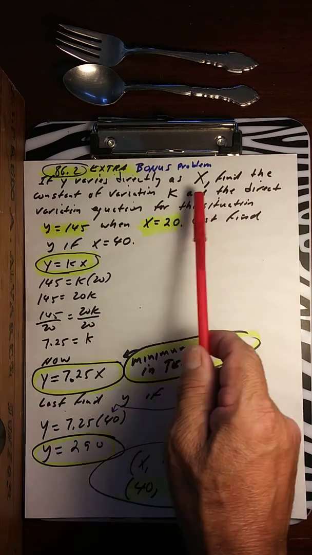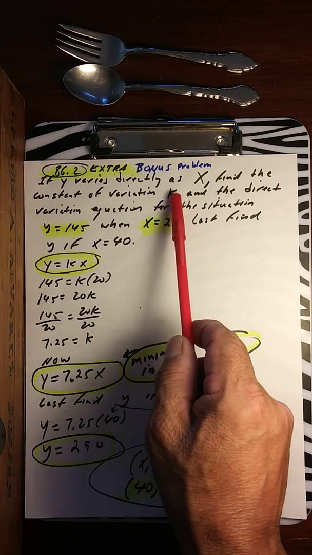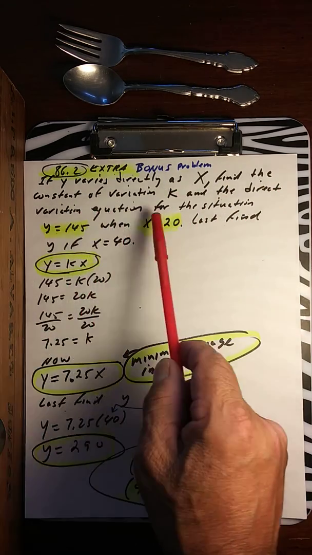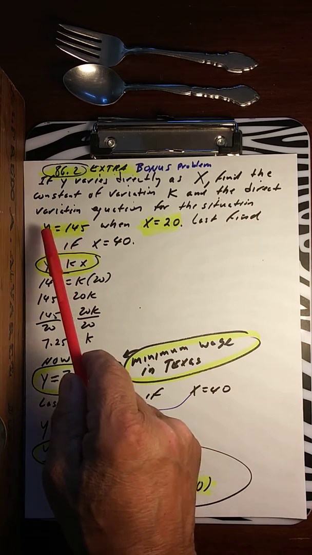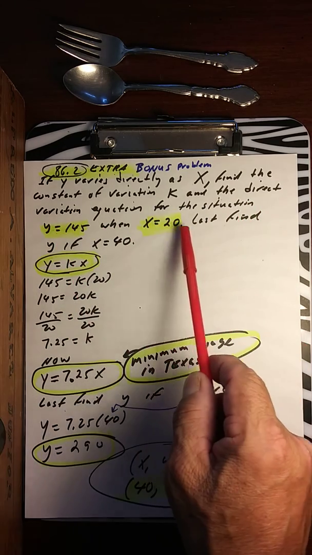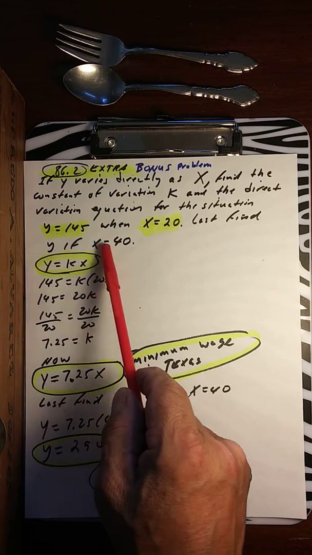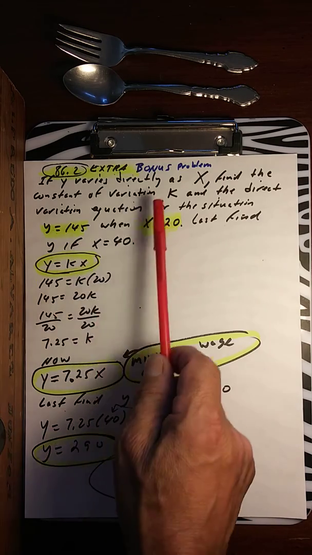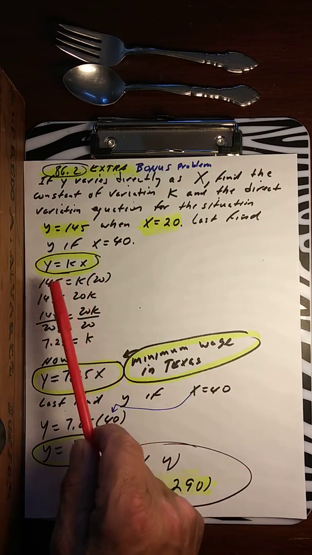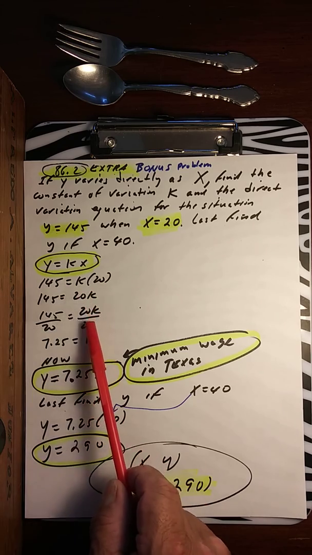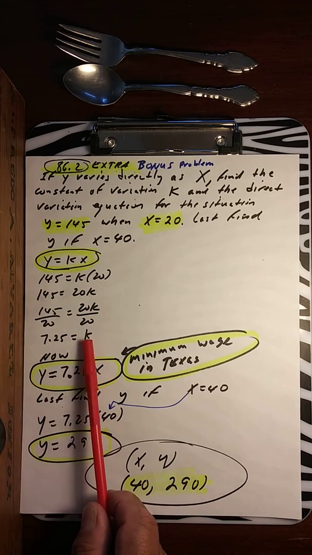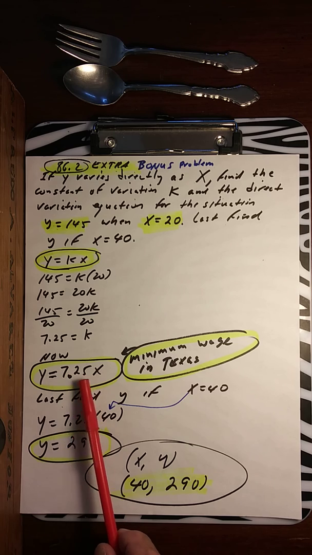If y varies directly as x, find the constant of variation k and the direct variation equation for the situation. y equals 145 when x equals 20. Last, you need to find y if x is 40. Alright, so y equals kx, because it varies directly. 145 in there. Divide by 20, so 7.25 is k. So now y equals 7.25x.